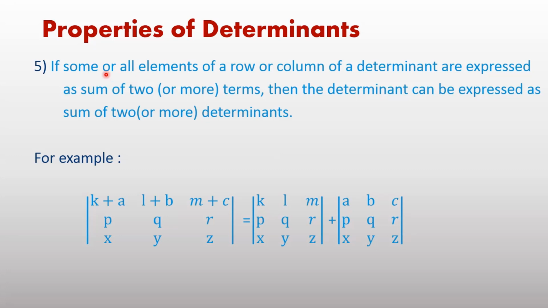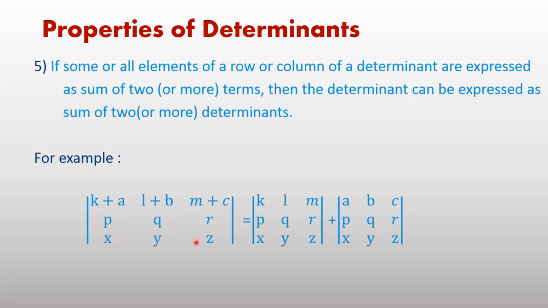Fifth property: if all elements of a row or column are expressed as the sum of two or more terms, then the determinant can be expressed as the sum of two or more determinants. That is a very important property which you have to remember. Directly we can explain and solve it. All the elements of the first row are written as a sum of two numbers: k plus a, l plus b, m plus c.